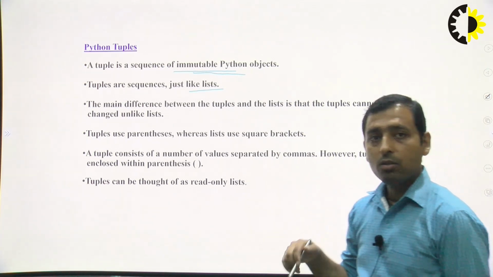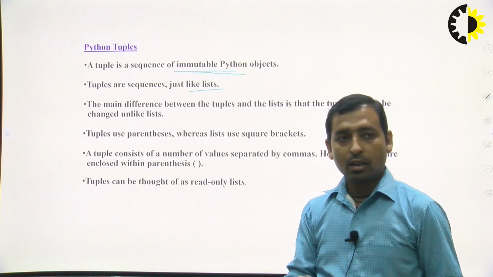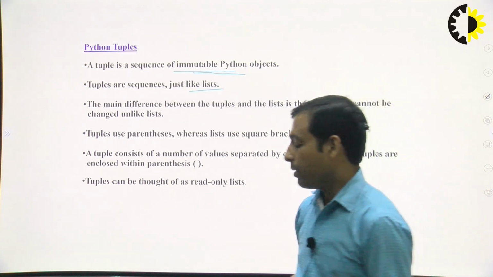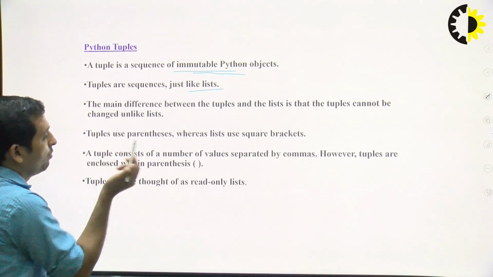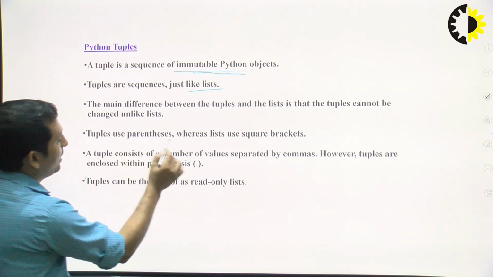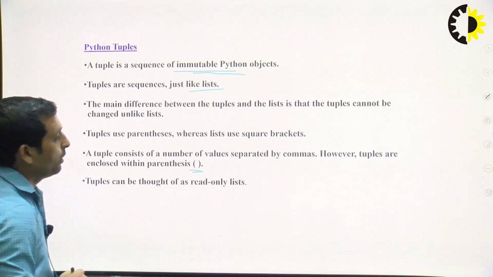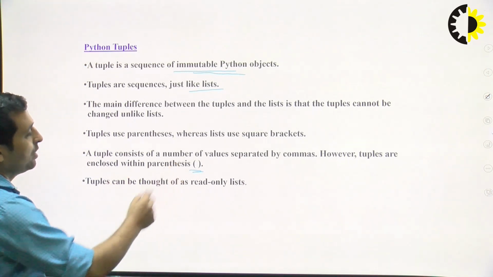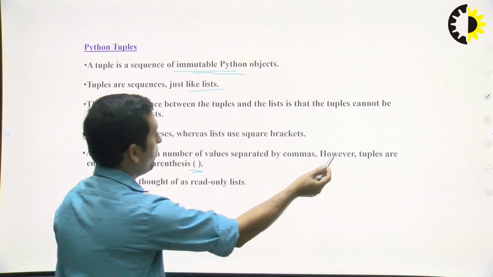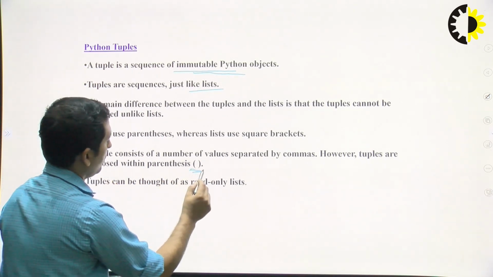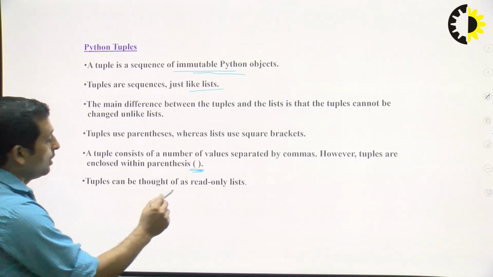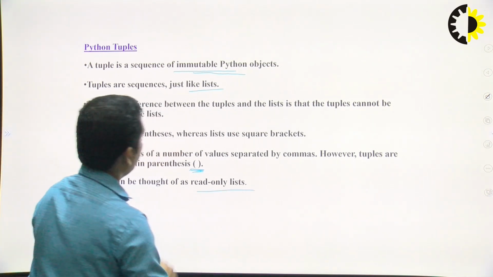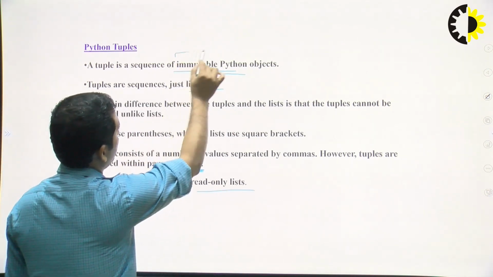So there is no need for update and insert types of operations that were applied in the list before. Tuples use parentheses. A tuple consists of a number of values separated by commas. Tuples are represented enclosed within parentheses. This is a read-only list. Why read-only? Because this is immutable.